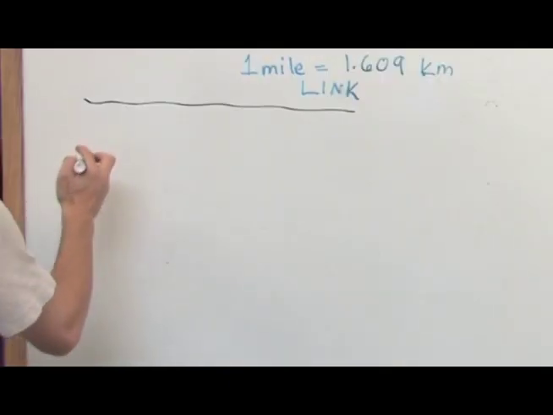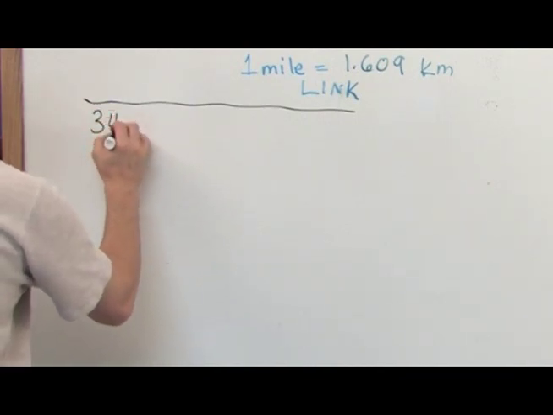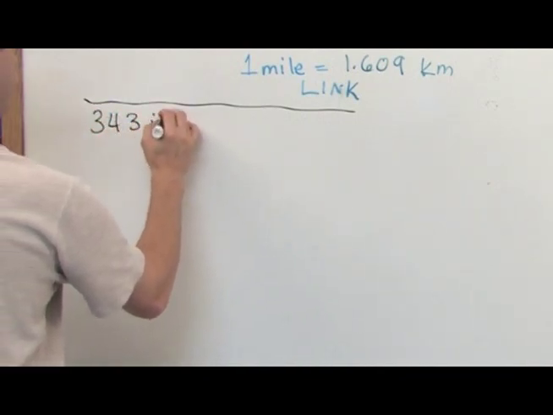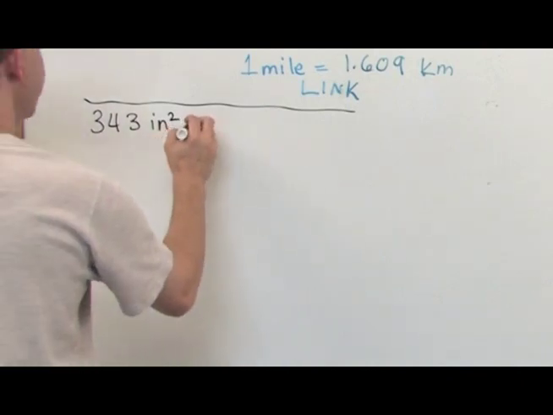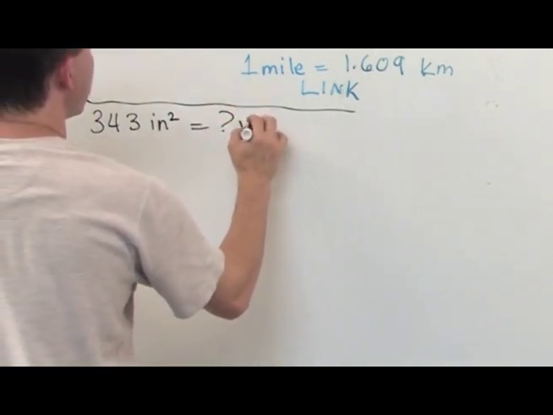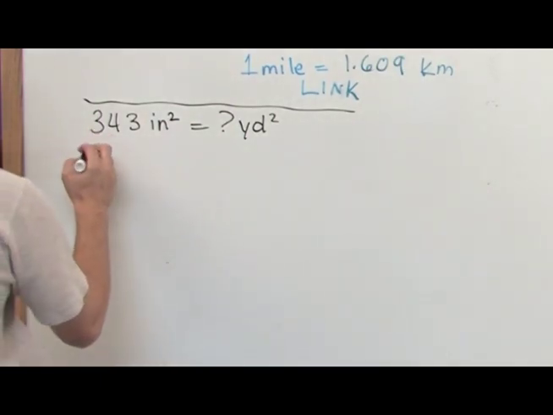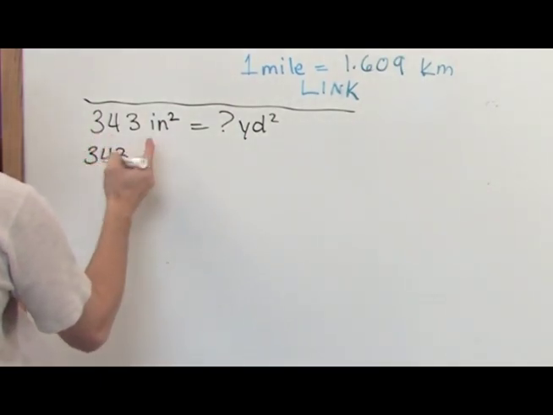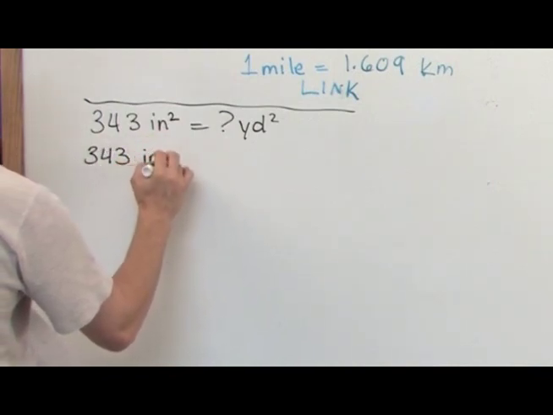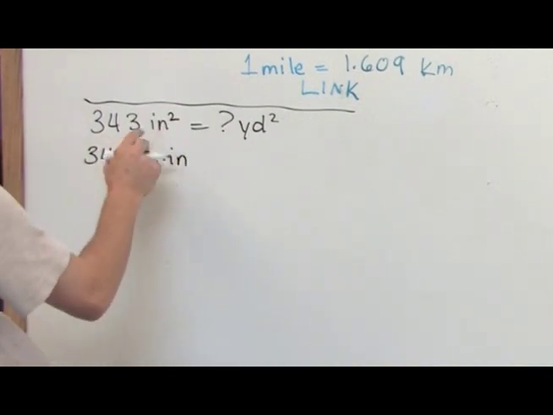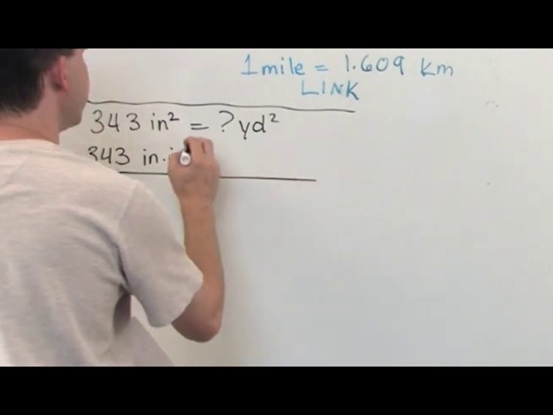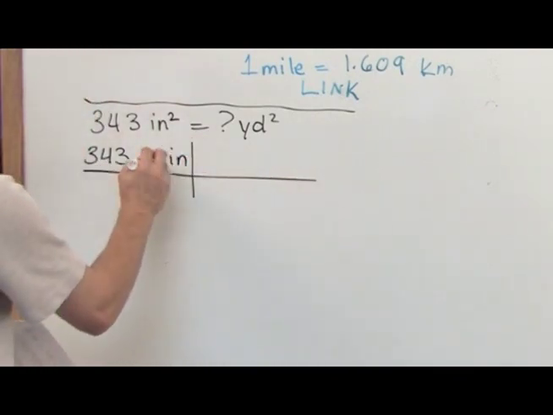Okay, now the next problem is going to be similar. 343 inches squared, or square inches, is equal to how many square yards? Well, it's the same kind of thing. We're going to start with 343 inches squared, but we're going to write it as inches times inches. Okay, because we're always going to write our units like that when we're dealing with area. We're always going to write it out, inches times inches.